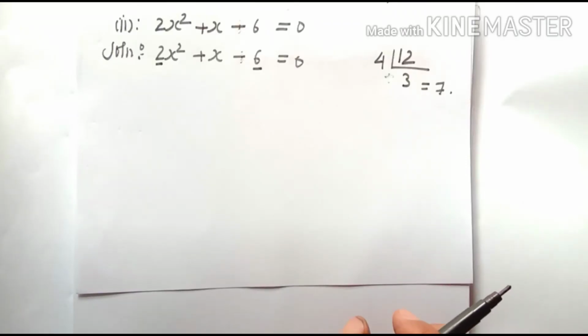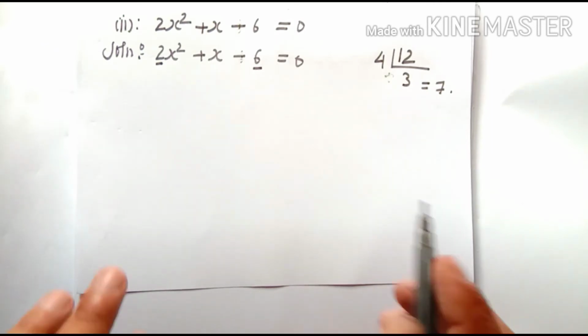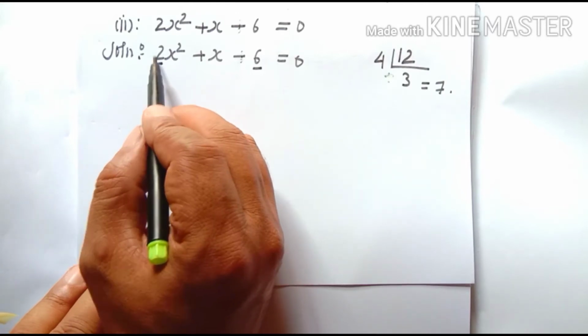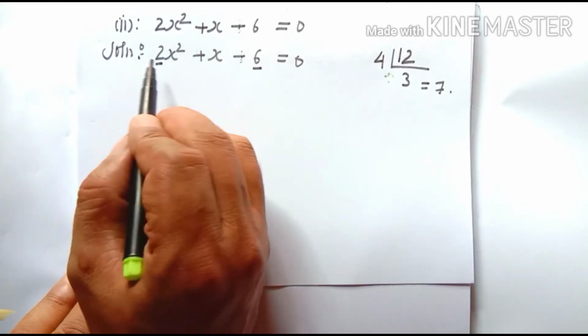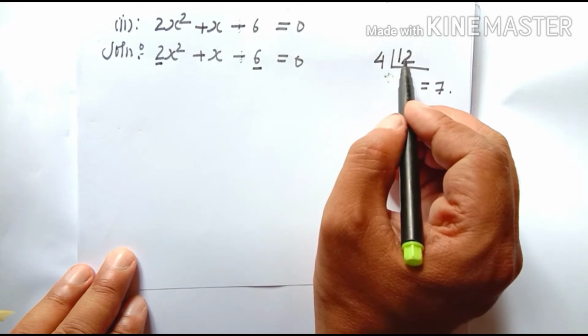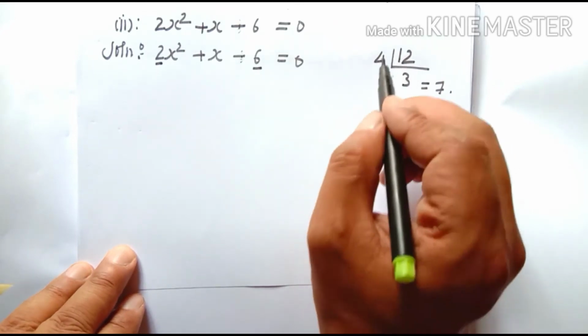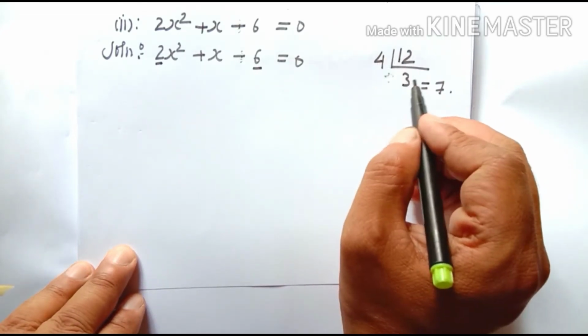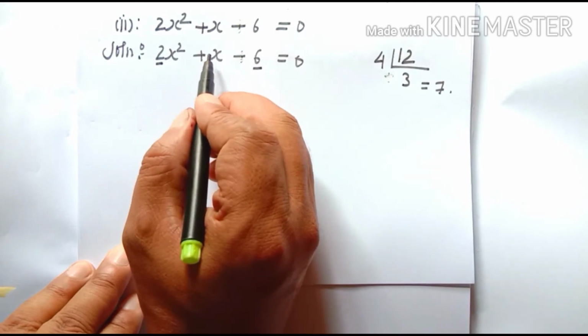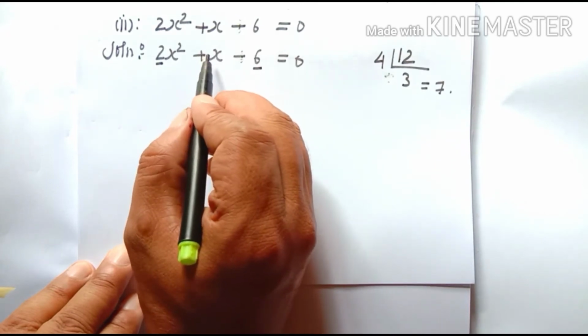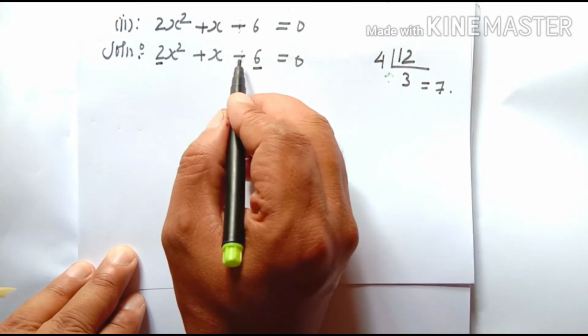Question number 2: 2x squared plus x minus 6. We need to find the roots by splitting the middle term. So the first step, multiply these two values. So 2 sixes are 12. So get the factors of 12. First, 4 into 3. Now the middle value, that is the coefficient of x, we have 1. So you have to get it by using a minus sign.